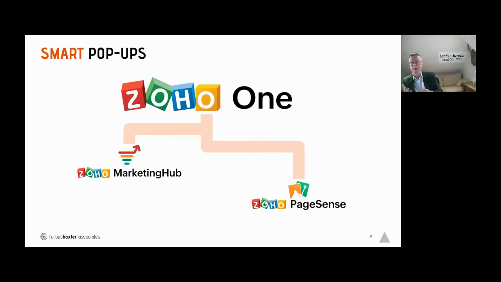Cost-wise, it's incredibly affordable, very well priced, Zoho One, but it's got a strange pricing structure. If you subscribe everybody in your organization to Zoho One, it's £30 per user per month, which, to be honest, is ridiculously cheap.